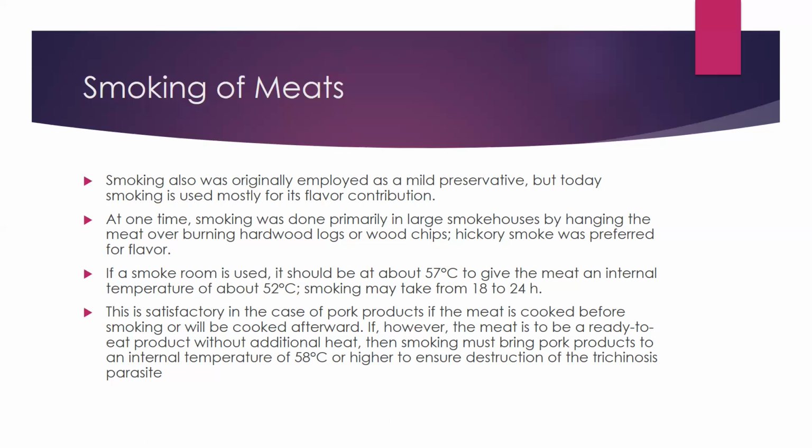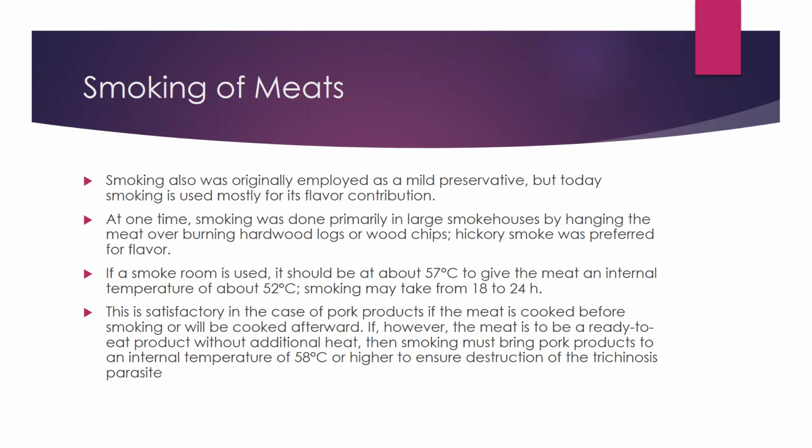Now, coming to the smoking of meats. Smoking was originally employed as a mild preservative, but today it is used mostly for the flavor contribution. Smoking was done primarily in a large smokehouse by hanging meat over burning hardwood logs or wood chips. If a smoky room is used for this, then it should be at about 57 degrees Celsius to give the meat an internal temperature of about 52 degrees Celsius. And smoking usually takes 18 to 24 hours.